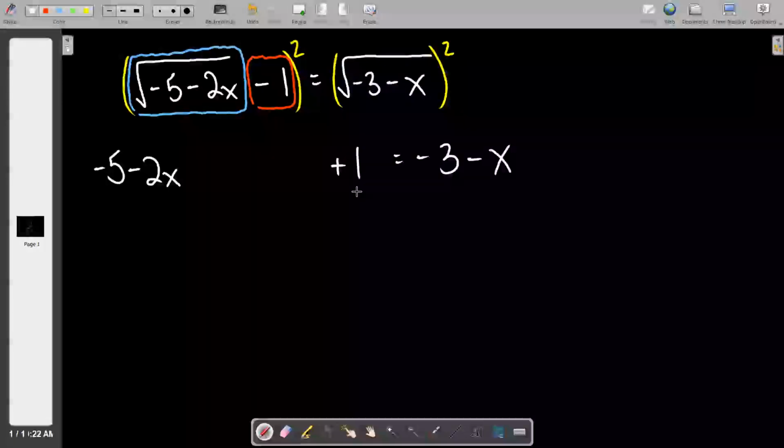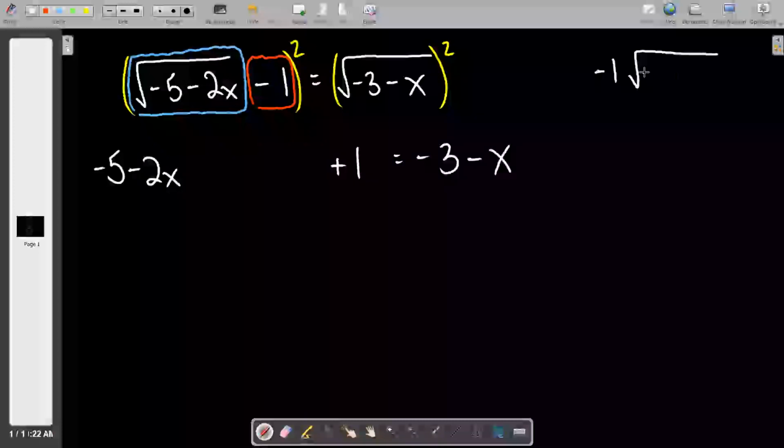Don't make a math problem out of this. When you multiply the blue guy and the red guy, what do you get? Good job. You get -1. I'm going to write this off to the side here. You get -1 times the root of -5 minus 2x. That's not even really a math problem, is it? You're like, okay, so you want me to multiply them together, i.e. just stick them together? Yeah, basically. It's about all you can do.